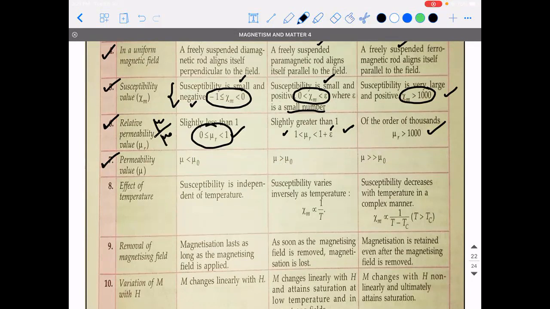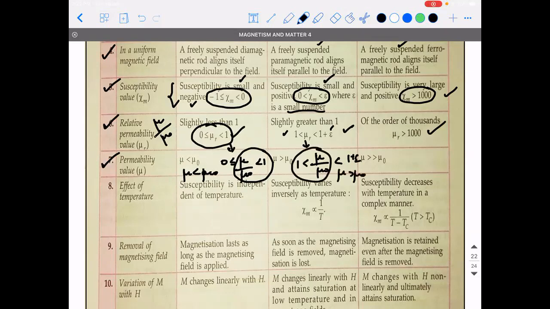So in this place, if I substitute 0 less than or equal to mu divided by mu naught is less than 1, if I take this inequality, can I say mu is less than mu naught? Yes, sir. Similarly, if I substitute it here, mu divided by mu naught is less than 1 plus some small number and it is greater than 1. So if I take this inequality, can I say mu is greater than mu naught?